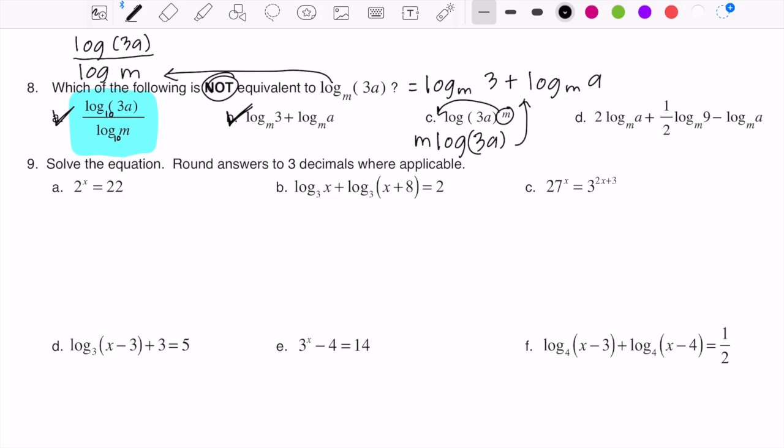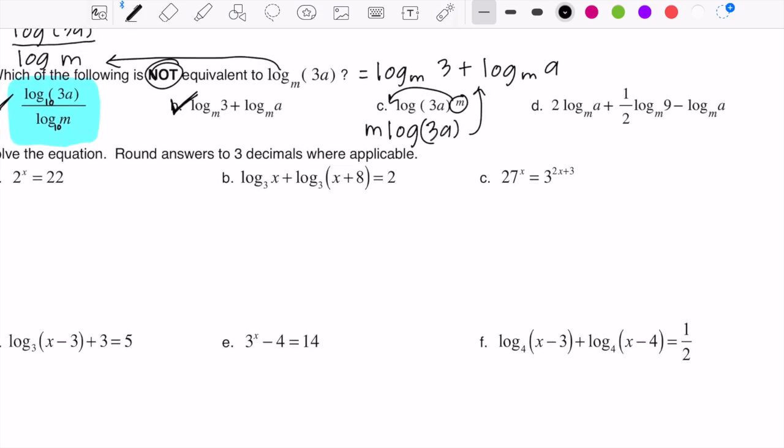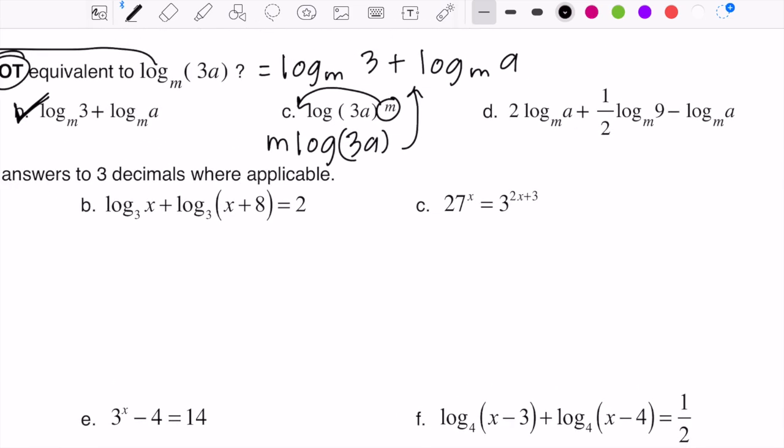So I'm thinking that might be my answer, but I'm going to go ahead and try and condense this here just to make sure. So to condense this, this is going to be log base m of a squared times 9 to the 1/2 all over a, because this is dividing, so it should be on the bottom.